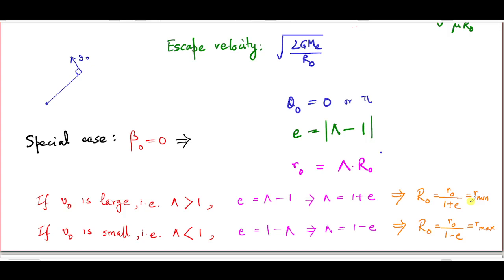The two possible values for theta 0 are also easy to understand. If V0 is large, that is, our point of projection is the perigee, then theta 0 of course is 0. Theta 0, remember, is measured from the line joining the center of the Earth to the perigee. On the other hand, if velocity is small so that the point of projection is actually the apogee, we will get theta 0 equals pi. The perigee would then be on the opposite side of the Earth.